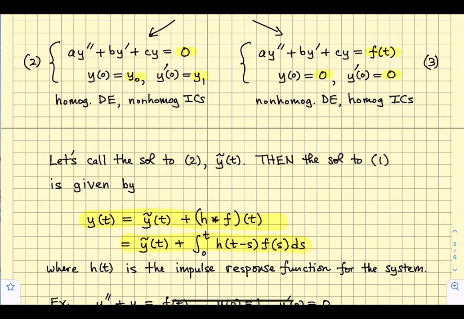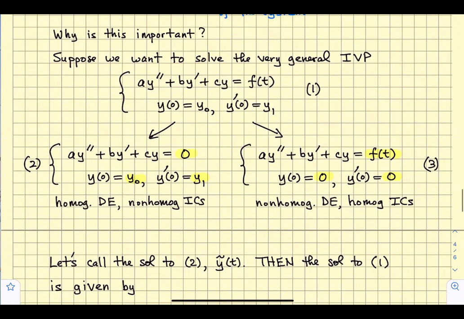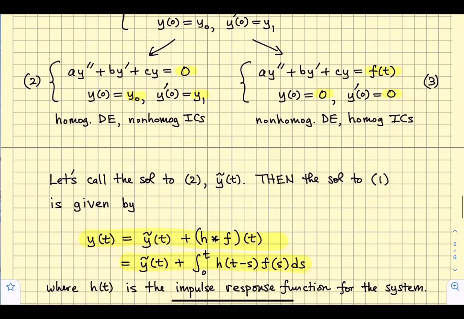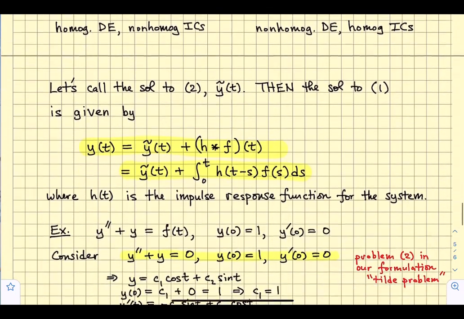And if you want to put it in its integral form, which is normally what you'll have to do in order to do anything with it in real life, you put it in its integral form and you get this. This is a very, very general solution to a very general initial value problem. And that's why the impulse response function is so useful.